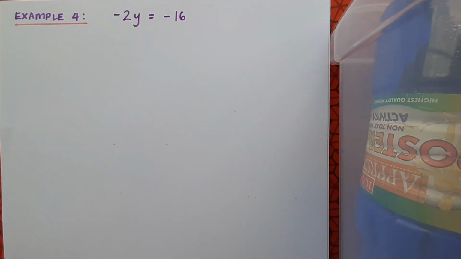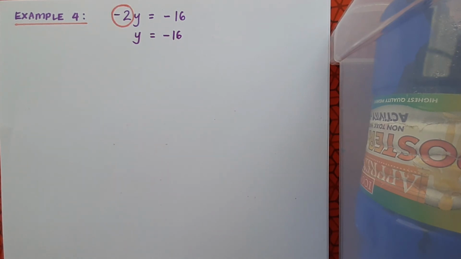Okay, here we have example 4. Example 4 is minus 2y equals minus 16. Okay, same story as before. I want to get the variable by itself. The variable this time is y. I want to leave y on the left-hand side. Minus 16 is already on the right-hand side.